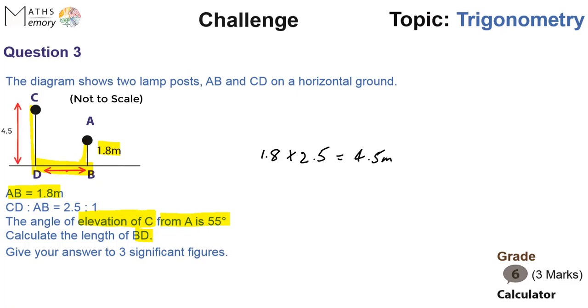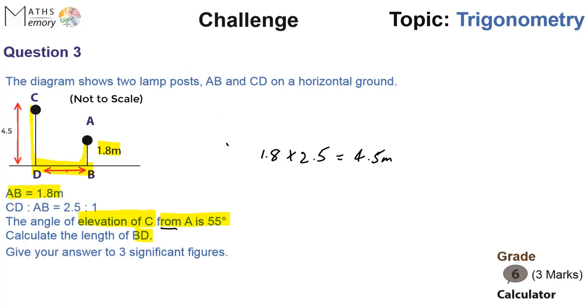Right, now let's see what we can do from this. The question is asking us DB. How can we find out DB? Let's use this information over here. Elevation of 55. Remember this word from first, from bearings. So from A, this is 55 degrees.